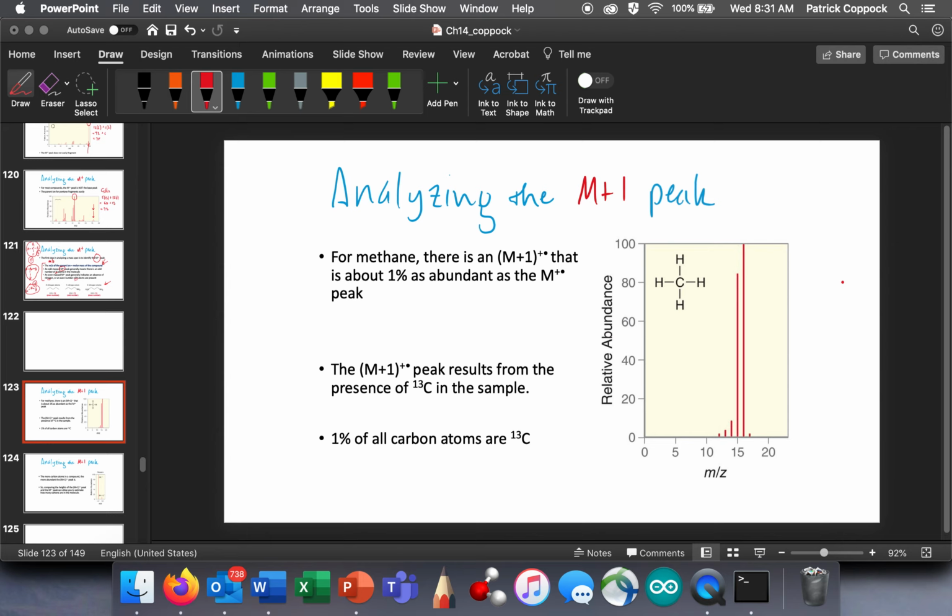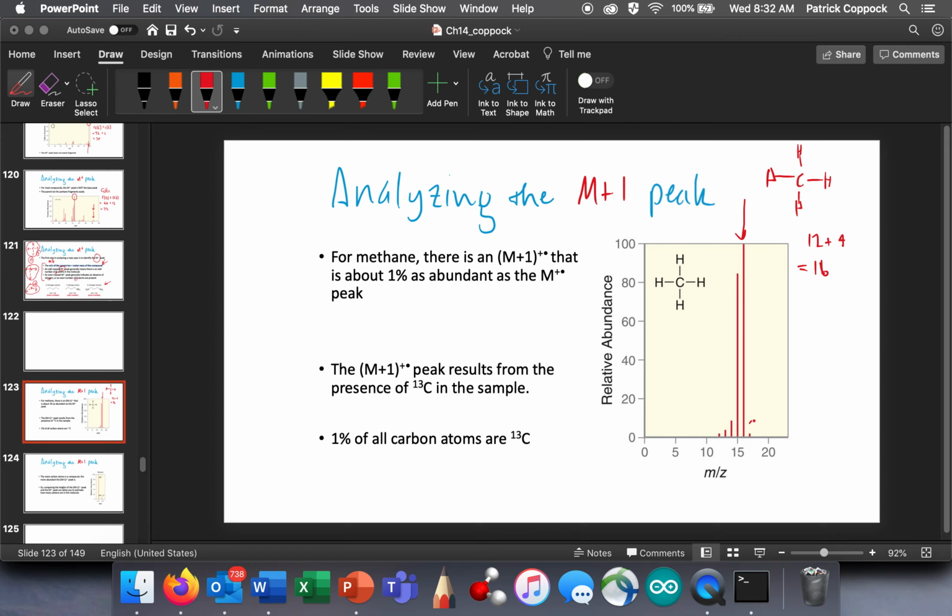Okay, so the next thing, of course, is to analyze the M+1 peak, right? So for methane, the M+1 peak is, so remember, methane is, I guess we've got a picture of it right there, don't we? 12 plus 4 is equal to 16, right? So the molecular ion peak is 16. Boom, right there, and that's the base peak.